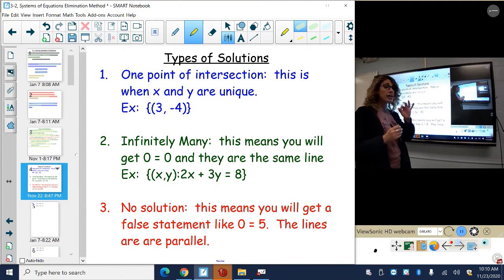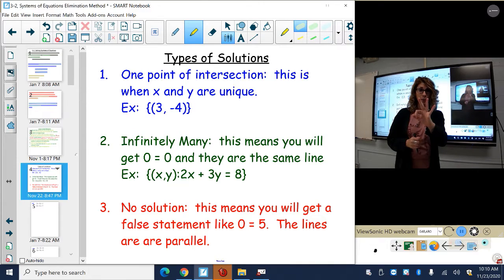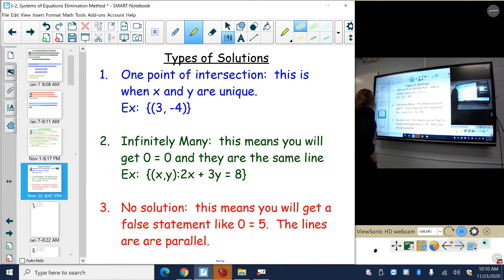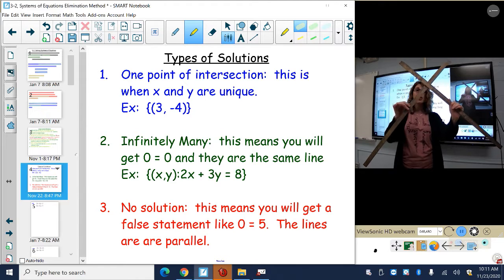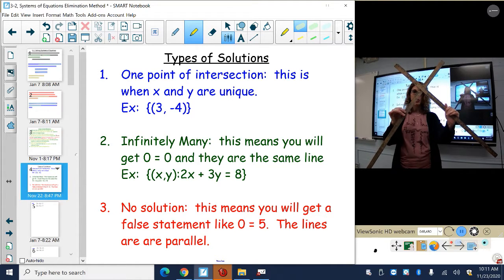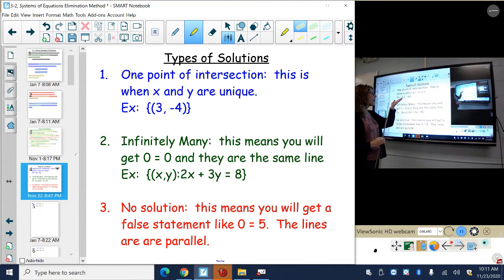Now, there are three types of solutions that you can have. In space, your lines can cross at exactly one spot and look like this. So if they cross out in space in one spot, then you are going to have one point of intersection. That means you are going to have the set containing the point 3, negative 4. It'll look like number 1, okay?